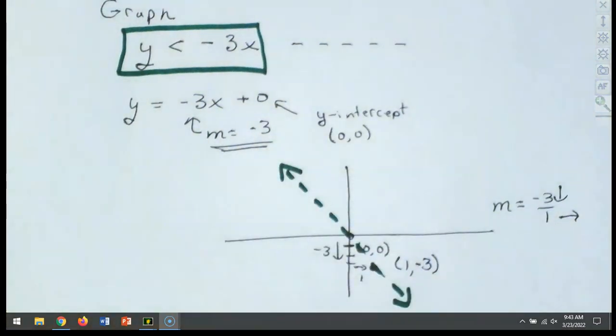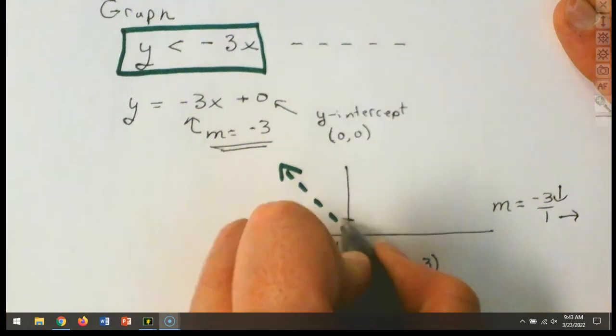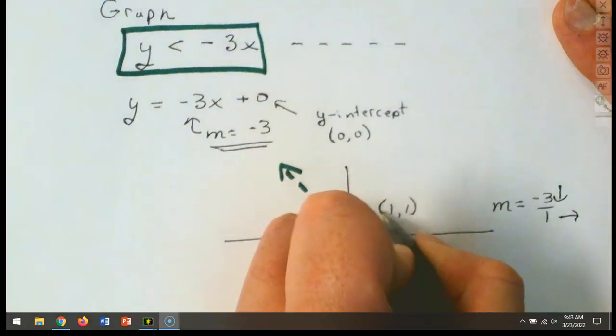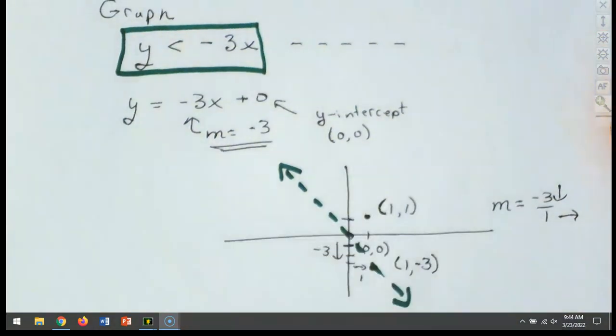Now, we cannot pick 0, 0. Why can we not pick 0, 0? Because it goes through that green line. So we need to pick another point that is not on the green line, and any point will work. You can pick any point that you want. Just make sure it's not on that green line. So let's pick one that we can clearly see where it's at. How about 1, 1? If we look, 1, 1 is clearly not on that line. It's way above the line.